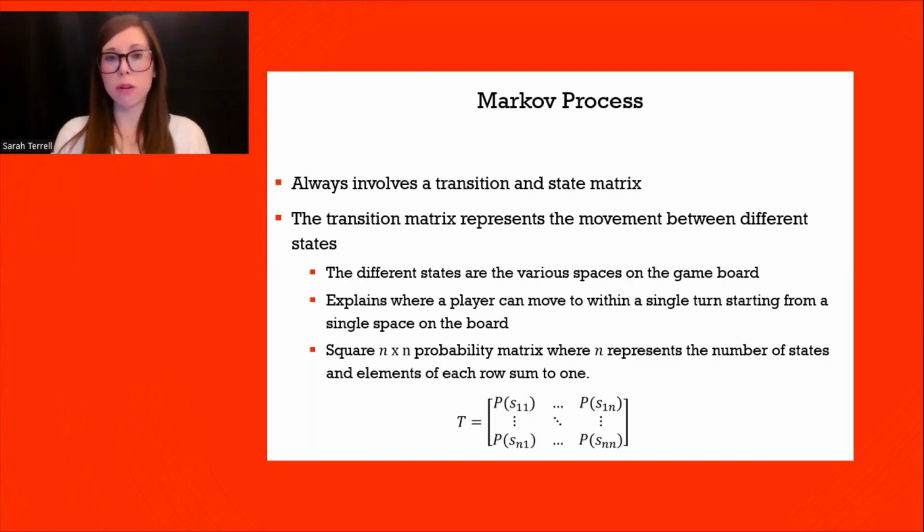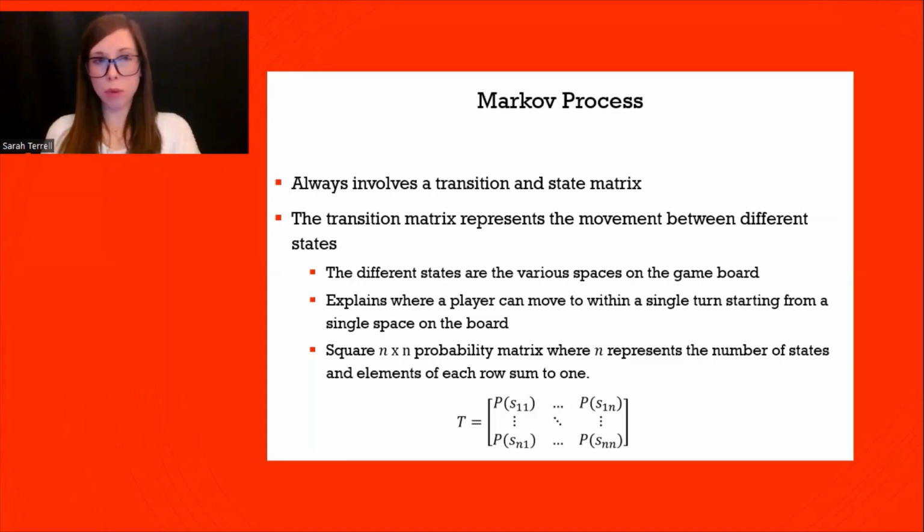For our transition matrix, it ended up being a 41 by 41 matrix. The reason for that is because there are technically 40 different spaces that you can start your turn on in the game Monopoly. But the just visiting and in jail space, I went ahead and broke that up into 2 separate spaces that you could technically be on. So I ended up building a 41 by 41 transition matrix.